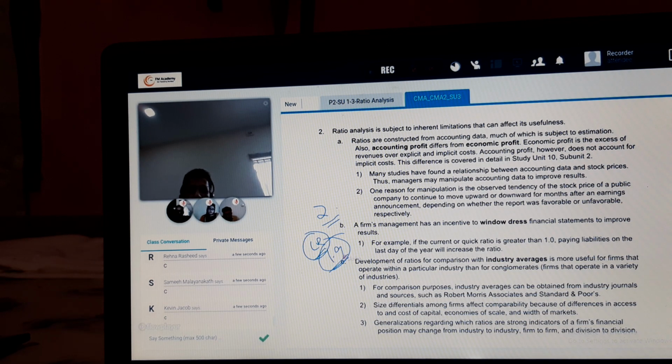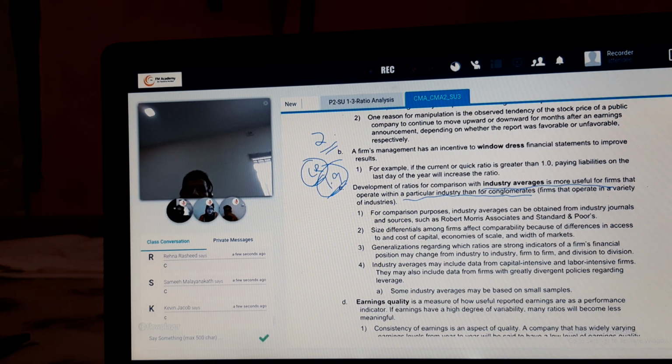Then, development of ratios for comparison with industry average is more useful for firms that operate within a particular industry than for a conglomerate. I have told you that. So you can look for companies in the same industry, but if you take the ratios for Wipro, they may not be really comparable with any company, because Wipro is in consumer products and also in the technology sector. So you need segmented information. Other than that, the ratio analysis may not be of interest.